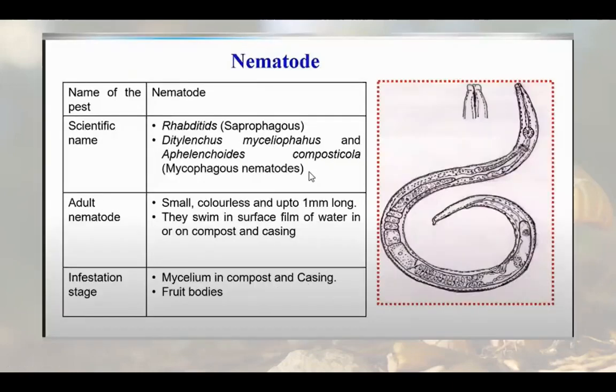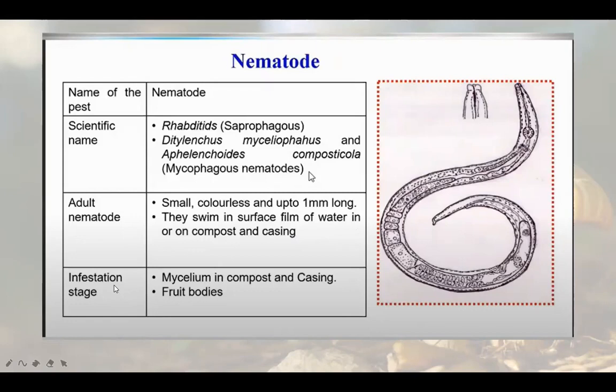Next, nematodes are also affecting mushroom crop. The scientific names are Rhabditis, Ditylenchus myceliophagus and Aphelenchoides composticola. These are all nematodes. The adult nematode is very small in size, colorless in nature, and up to 1 mm long, which means you can see it with your naked eye. They swim in the surface film of water or in compost and casing. You can see them swimming in different parts of the mushroom production room, whether in compost or casing soil.